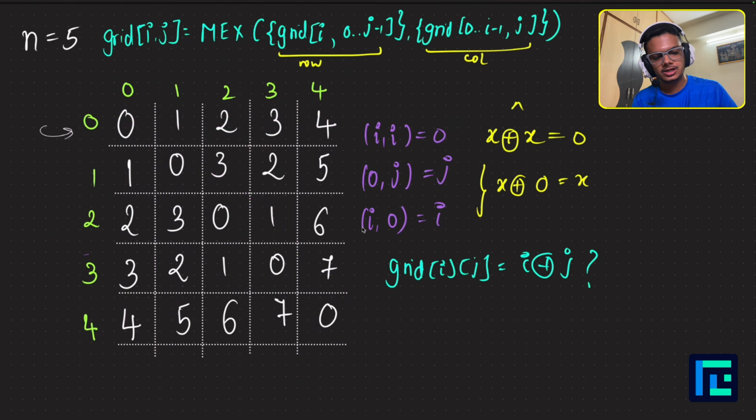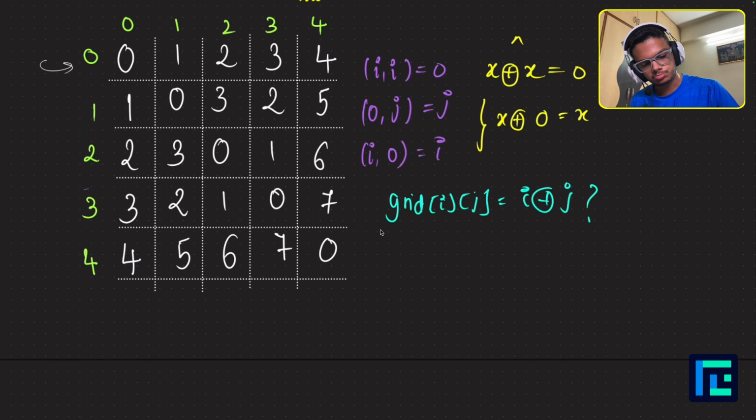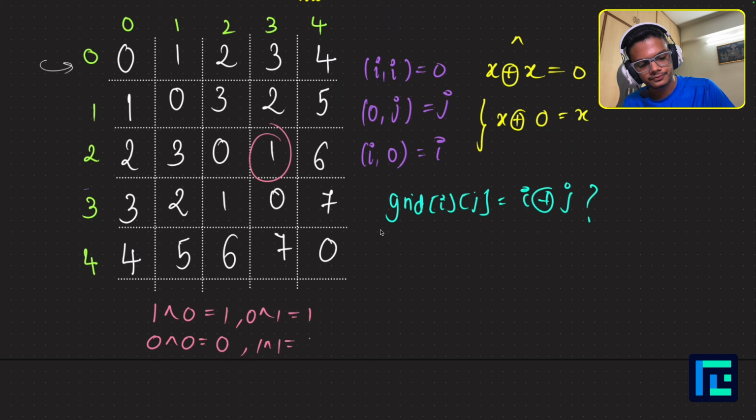Let's see some more values here. Let's take this value, 2, 3. Let's try to do the XOR of it. If you don't know the properties of XOR, they are like this: 1 XOR 0 gives you 1, and 0 XOR 1 gives you 1 again. 0 XOR 0 gives you 0, and 1 XOR 1 gives you 0. So if you have an odd number of ones, then the value of XOR will be 1, otherwise it will be 0.